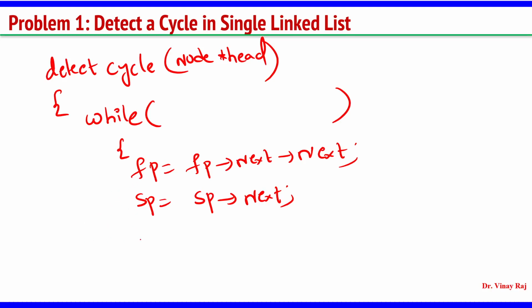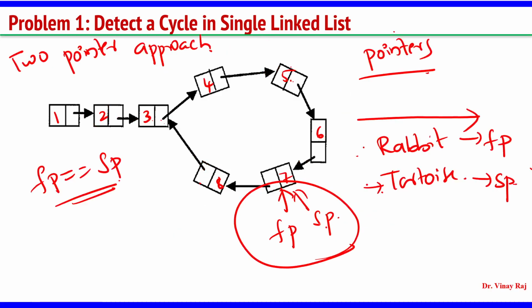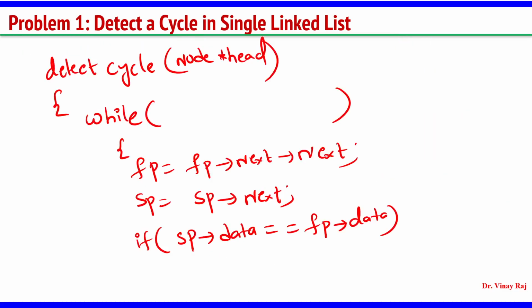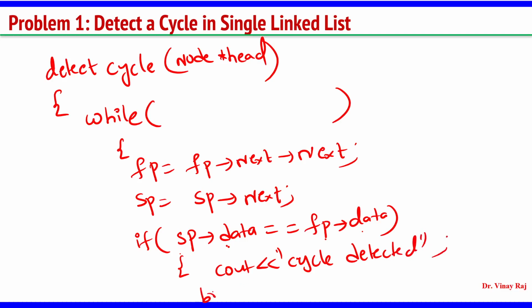Now what is my condition? If SP data is equal to fast pointer data, like we have seen here. See, FP data is 7 and SP data is also 7, both data are the same. If the current slow pointer's data and the current fast pointer's data are the same, then you will simply write cout cycle detected, or whatever language you are using, we will say cycle detected and we will exit, we will break that loop. So break or exit, you can do it here, right.